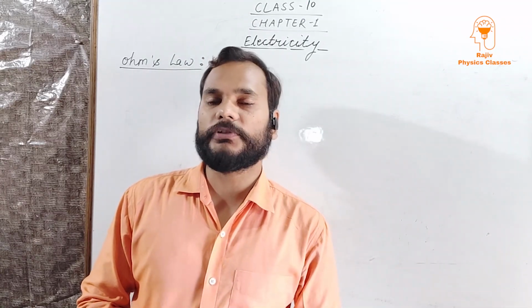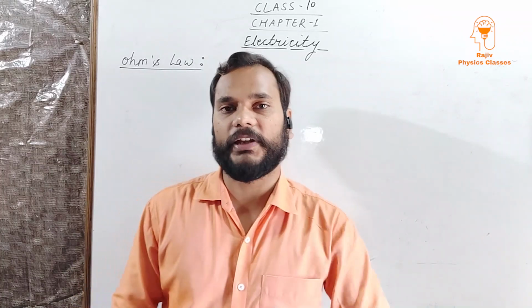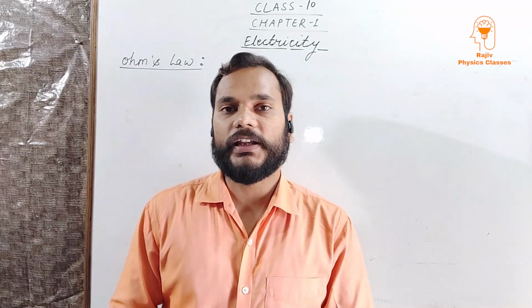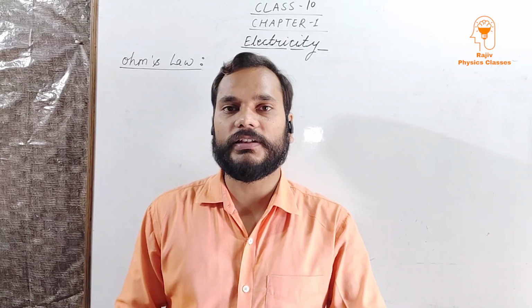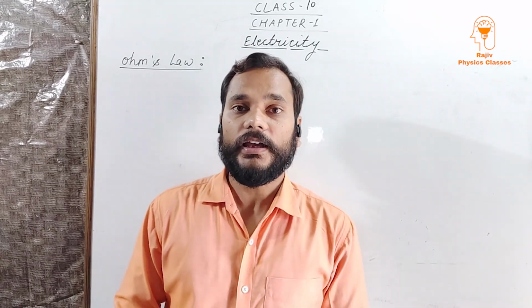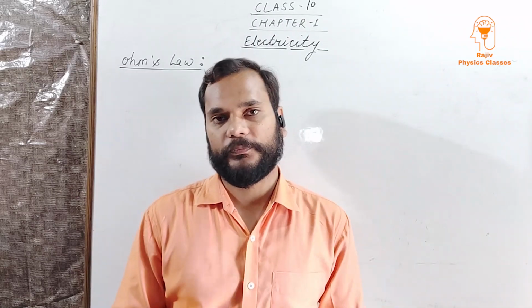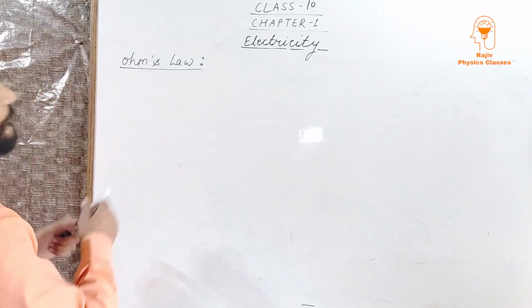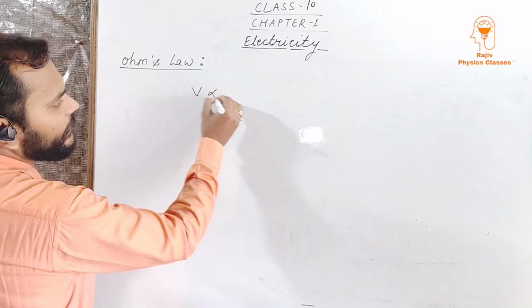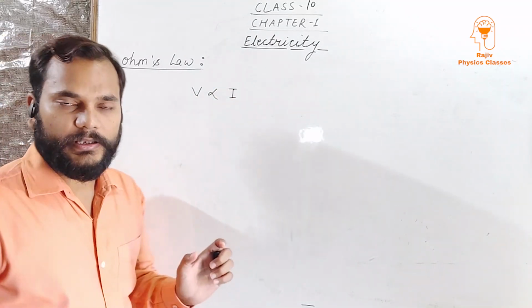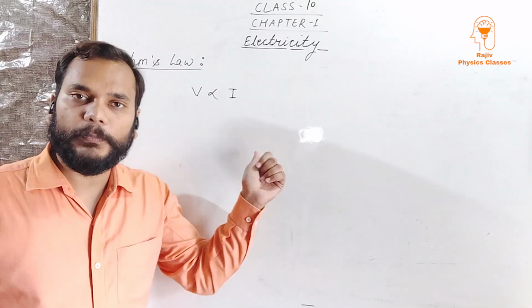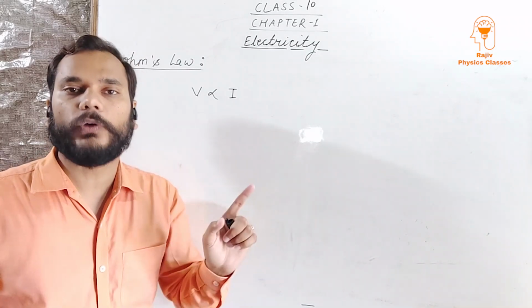According to Ohm's law, at constant temperature, the potential difference across the terminals of a conductor is always directly proportional to the current flowing through it. That means V is directly proportional to I. That means voltage is directly proportional to the electric current flowing through a conductor.